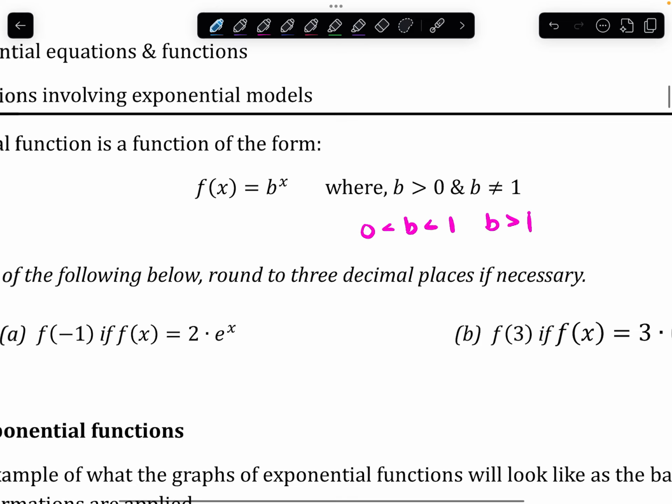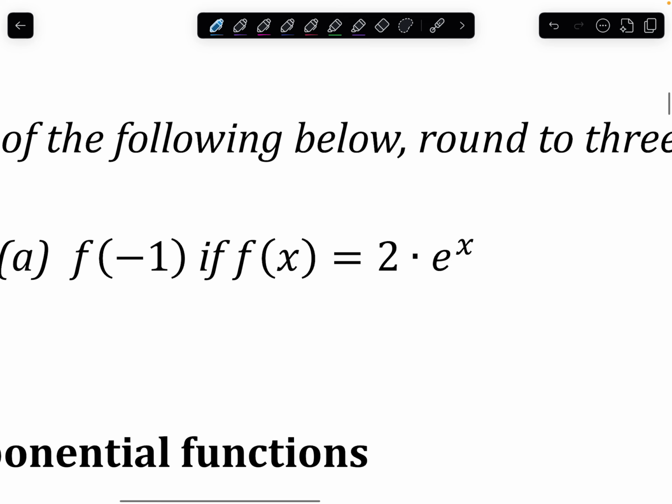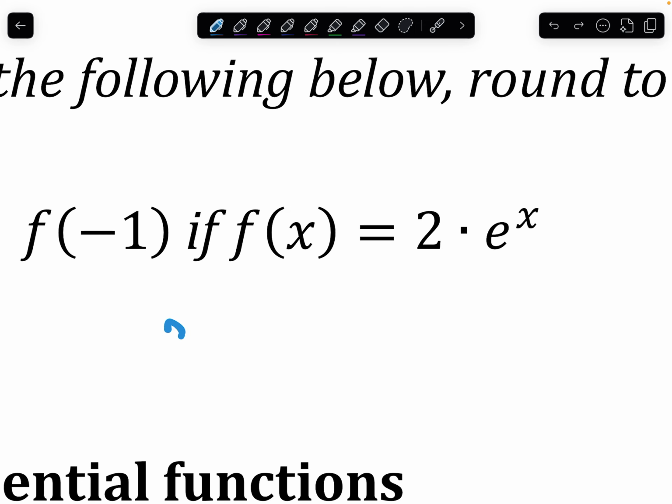All right, first thing we want to do is looking at how to just substitute values in. So for A, find f of -1 if f of x is 2 times e to the x. E is a button on your calculator. It's going to depend on which calculator you have, but you're looking for that little e. So when we say f of -1, and sub in -1 for x, that'd be 2 times e to the -1.